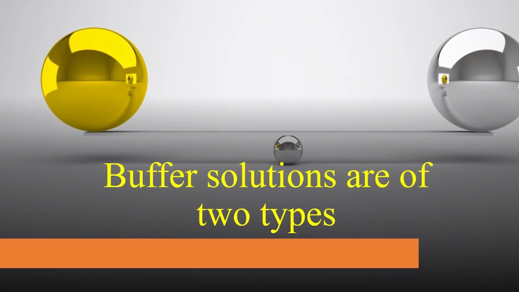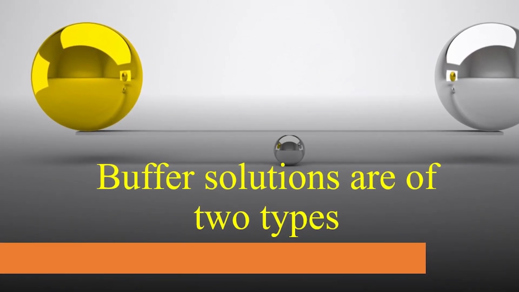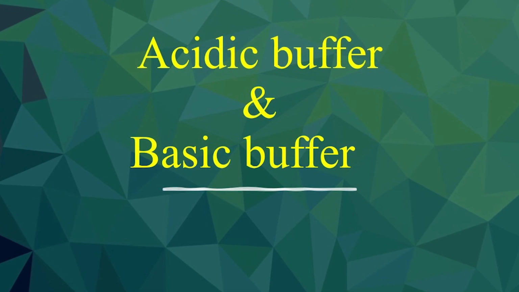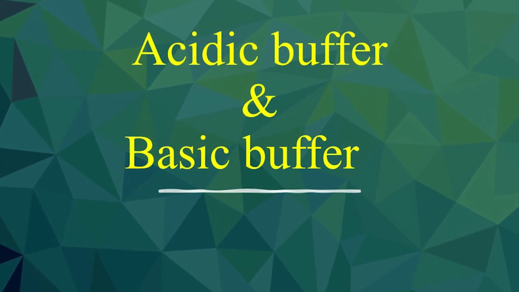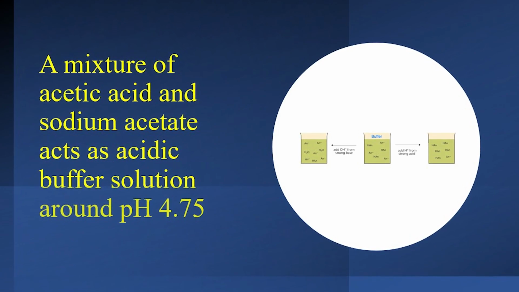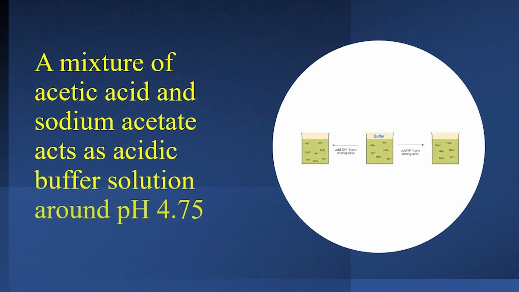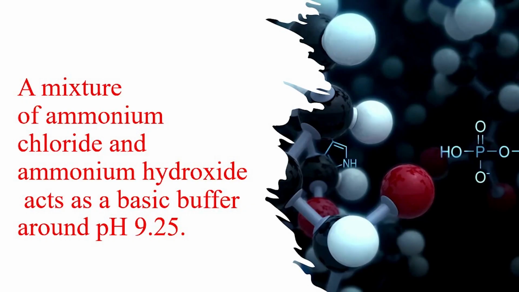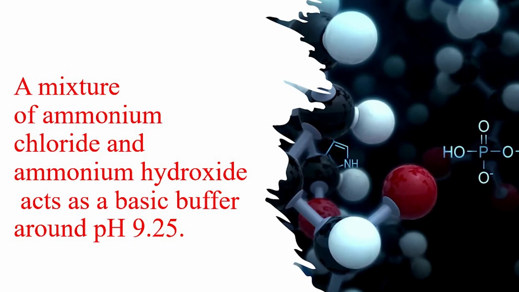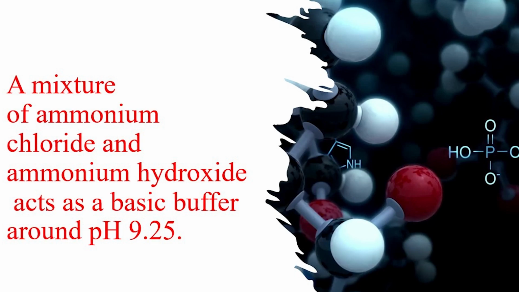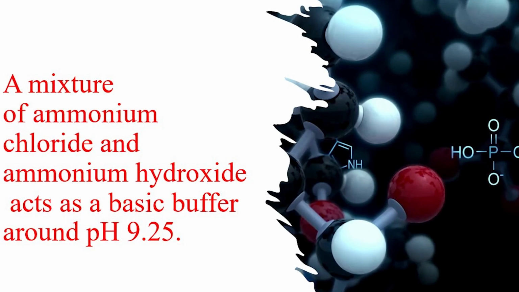Buffer solutions are of two types: acidic buffer and basic buffer. I will give one example for each of them. A mixture of acetic acid and sodium acetate acts as an acidic buffer around a pH of 4.75, and a mixture of ammonium chloride and ammonium hydroxide acts as a basic buffer around a pH of 9.25.